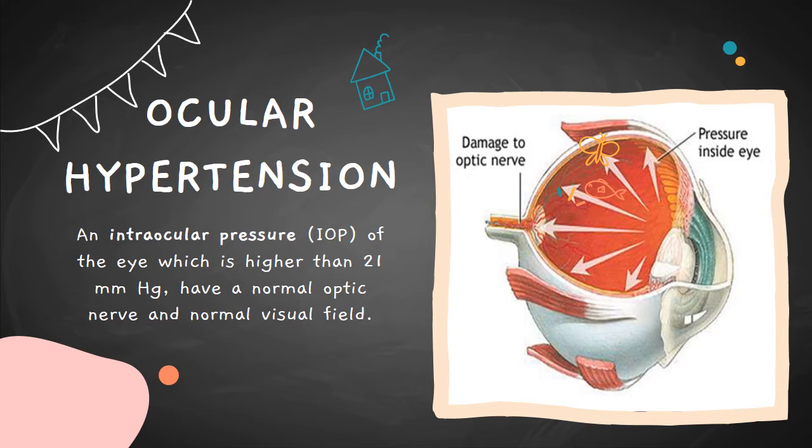Moving on to the differential diagnosis, which is ocular hypertension. Ocular hypertension is defined as an intraocular pressure of more than 21 mm mercury, which is higher than normal, but with a normal optic nerve condition and normal visual field, so it does not seem to cause any defect to any ocular structure.